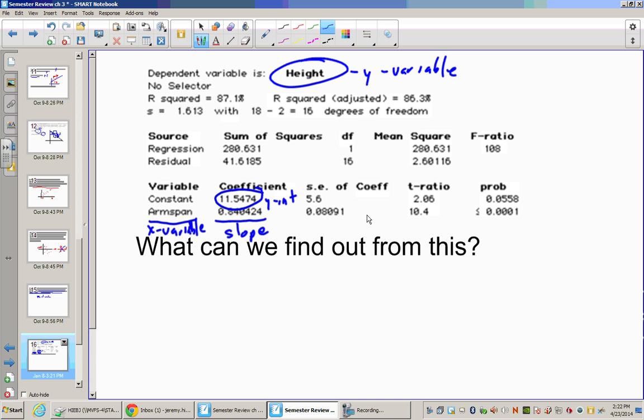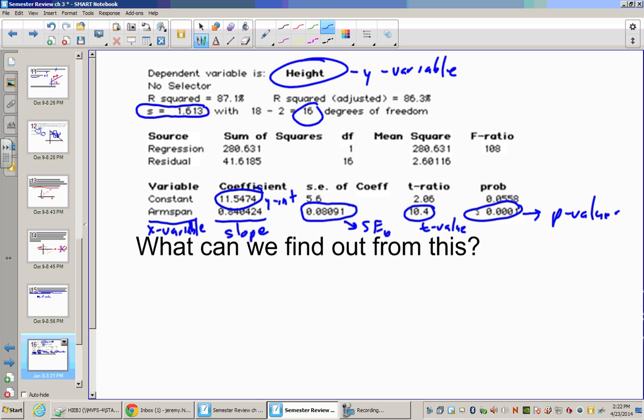Once we move into chapter 15, if you've already gotten there, you'll learn that this is the standard error for slope. This is your t-value. And this becomes your p-value for a Lin-Reg t-test. Your degree of freedom is up there, also for chapter 15. This is the standard deviation of your residuals and r squared.